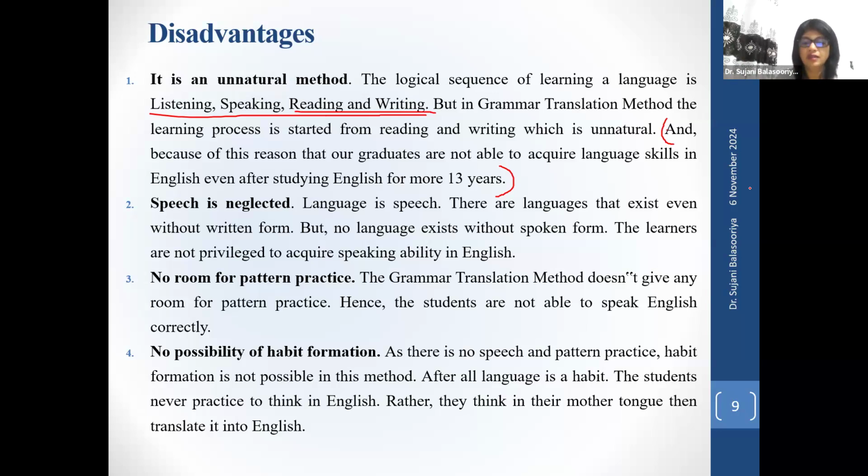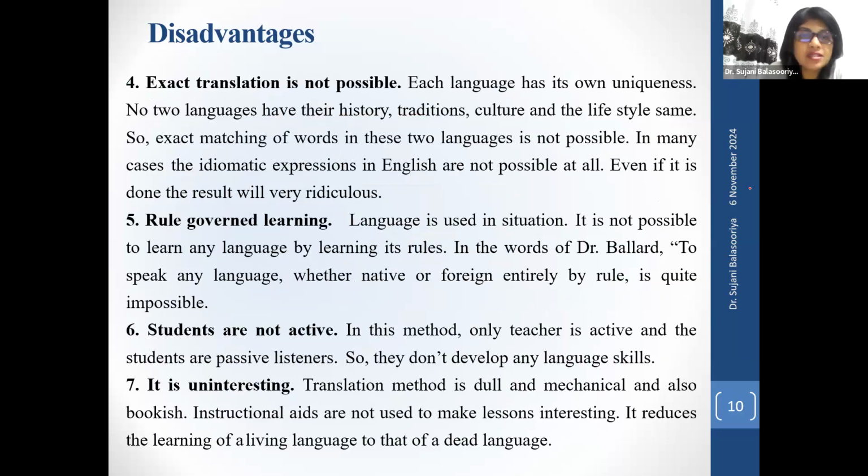Right? Okay. I hope these disadvantages are clear, and they continue. There are so many disadvantages. Exact translation is not possible, that is the problem. Okay, exact translation. I think you can understand this point, because do you think that all the time we can go for 100% accurate translation from one language to another language?